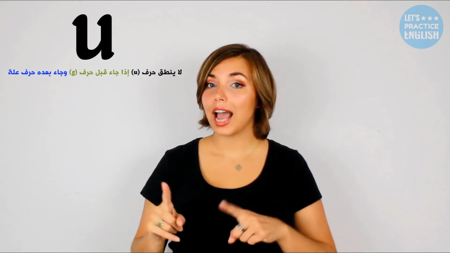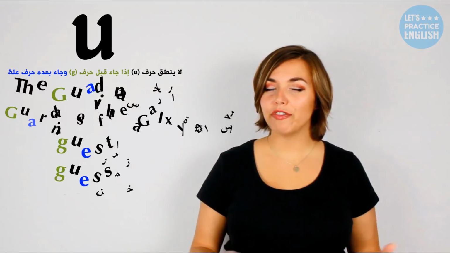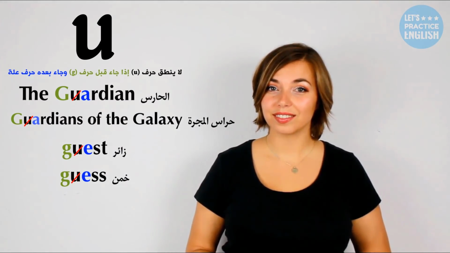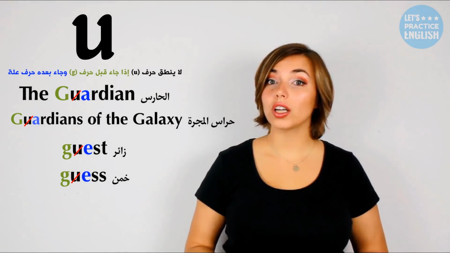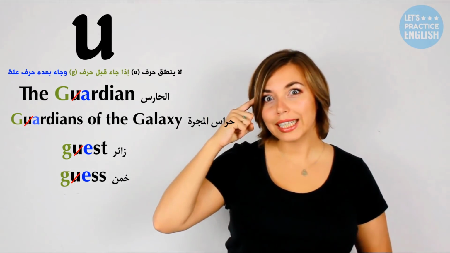Now, letter U. Okay, pay attention to this one. The letter U is not pronounced after the letter G and before a vowel. A very famous example could be the newspaper The Guardian, or the movie Guardians of the Galaxy. A guest, or guess.